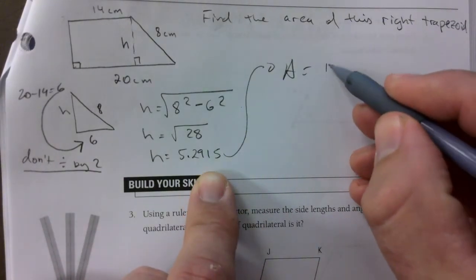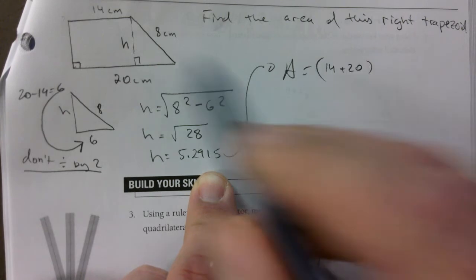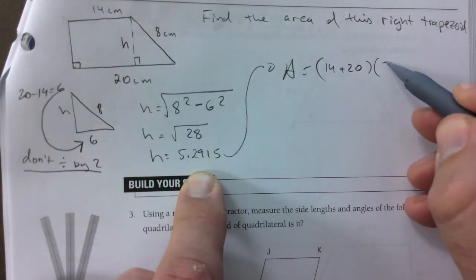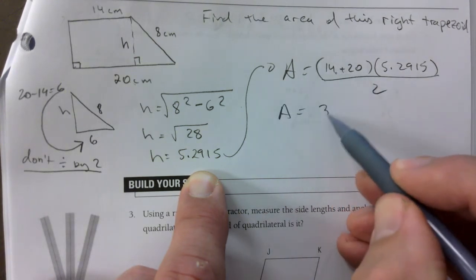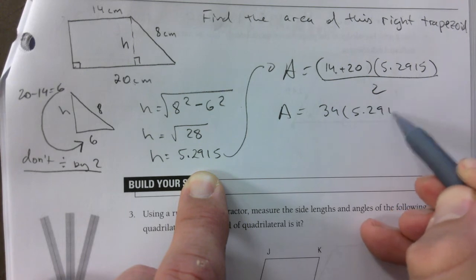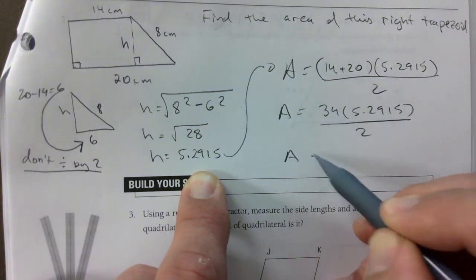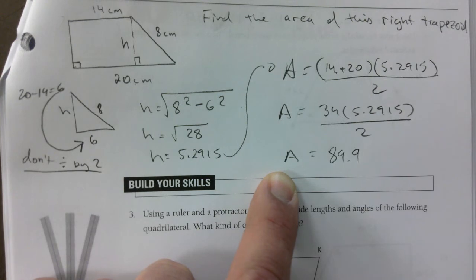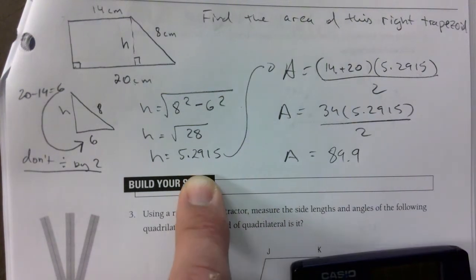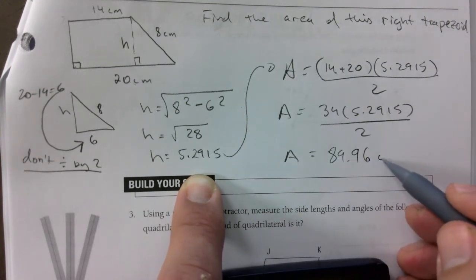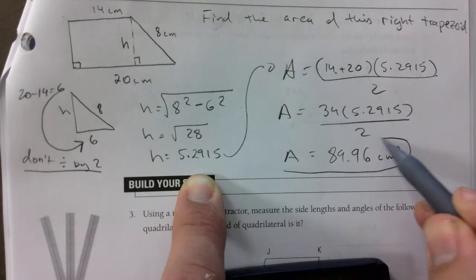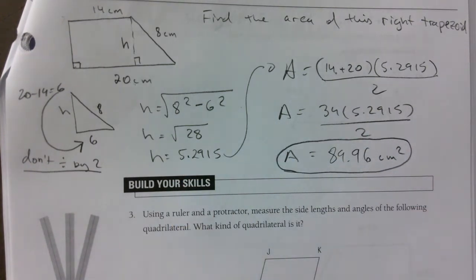So area is 14 plus 20, right? (A plus B) times the height, all of that divided by 2. So this is 34. Is it 96 or something like that? It's 8996, yeah. Centimeters squared. Yes.